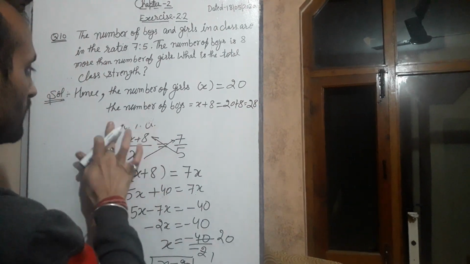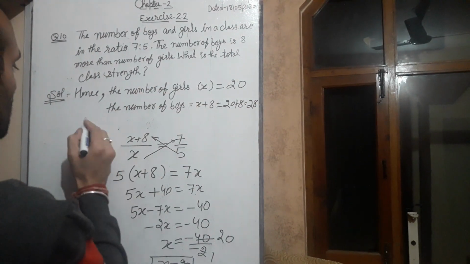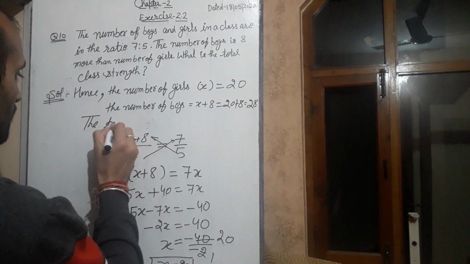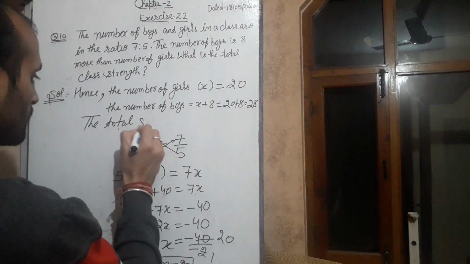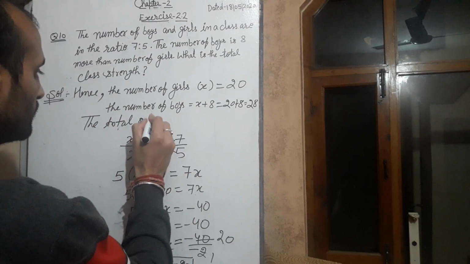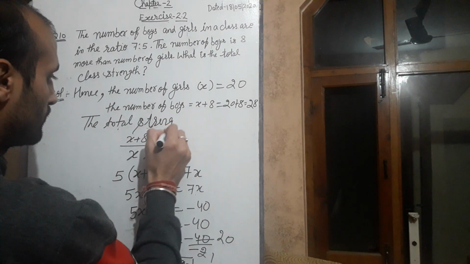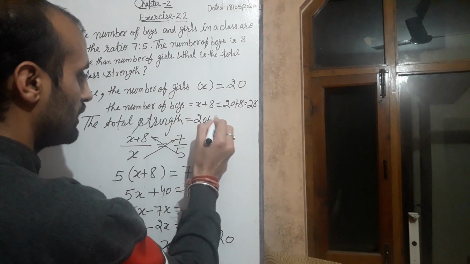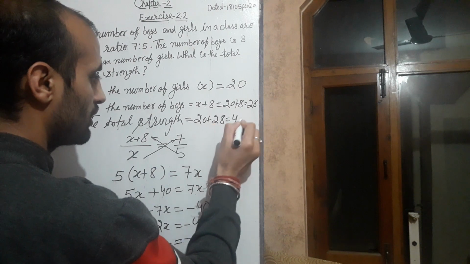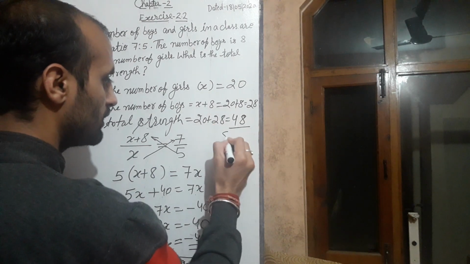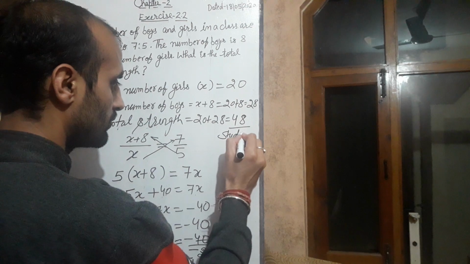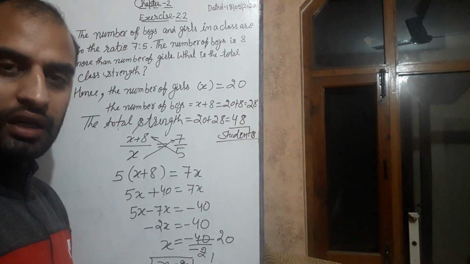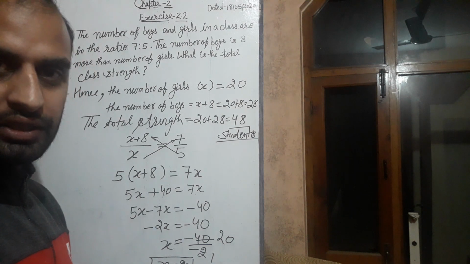So the next thing is, what is the total strength of the class? So you can write here the total strength is equals to 20 plus 28. Your answer becomes 48 students. This is your answer. I hope so, my dear student, you are able to understand this question.